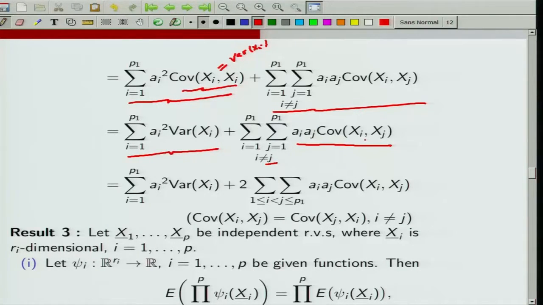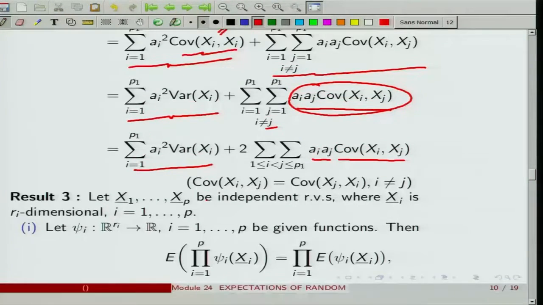So, that means each of these terms would be occurring twice, when i is less than j and when j is greater than i. So, this becomes 2 times the summation over i less than j of a_i a_j covariance of x_i, x_j. So, this is the result for the variance of the summation. Now, let us do this result.